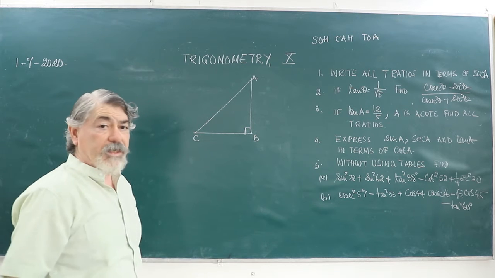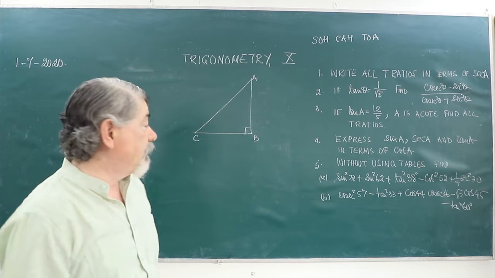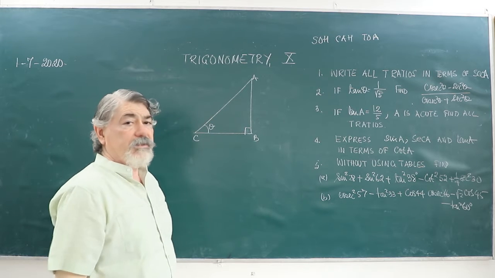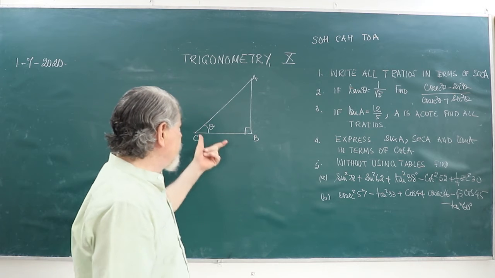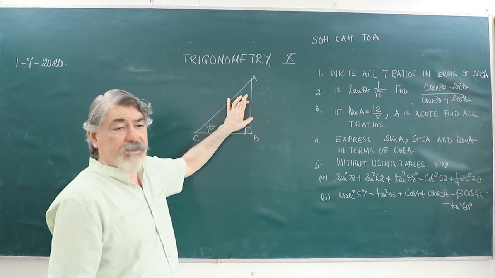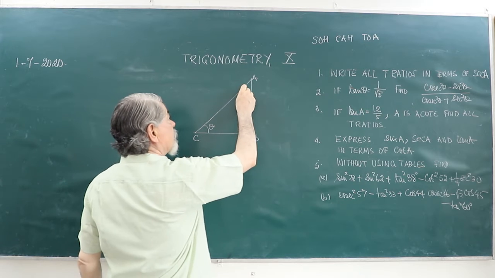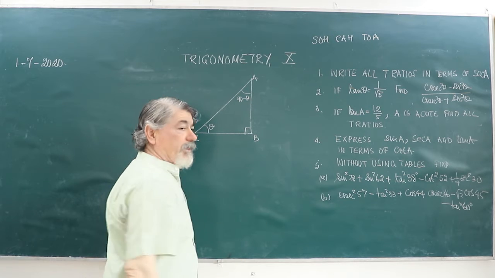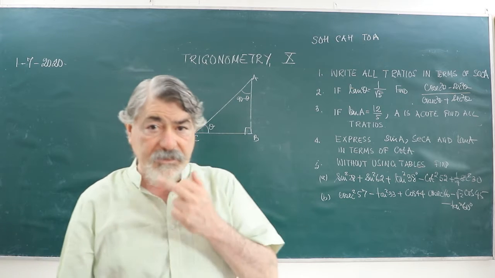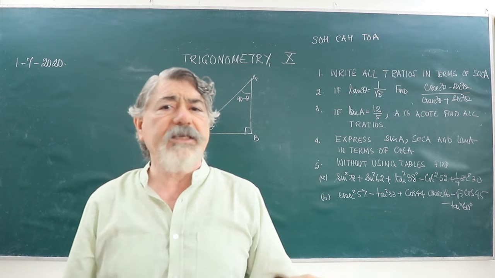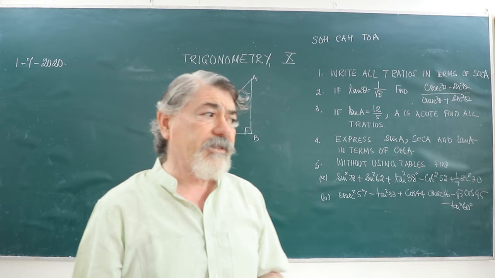This is a right angle triangle, and if I am considering this as the reference angle, that means this is the adjacent side, this is the hypotenuse, this is the opposite side. Since one angle is 90, this angle will become 90 minus theta, because 180 minus 90 plus theta will become 90 minus theta.